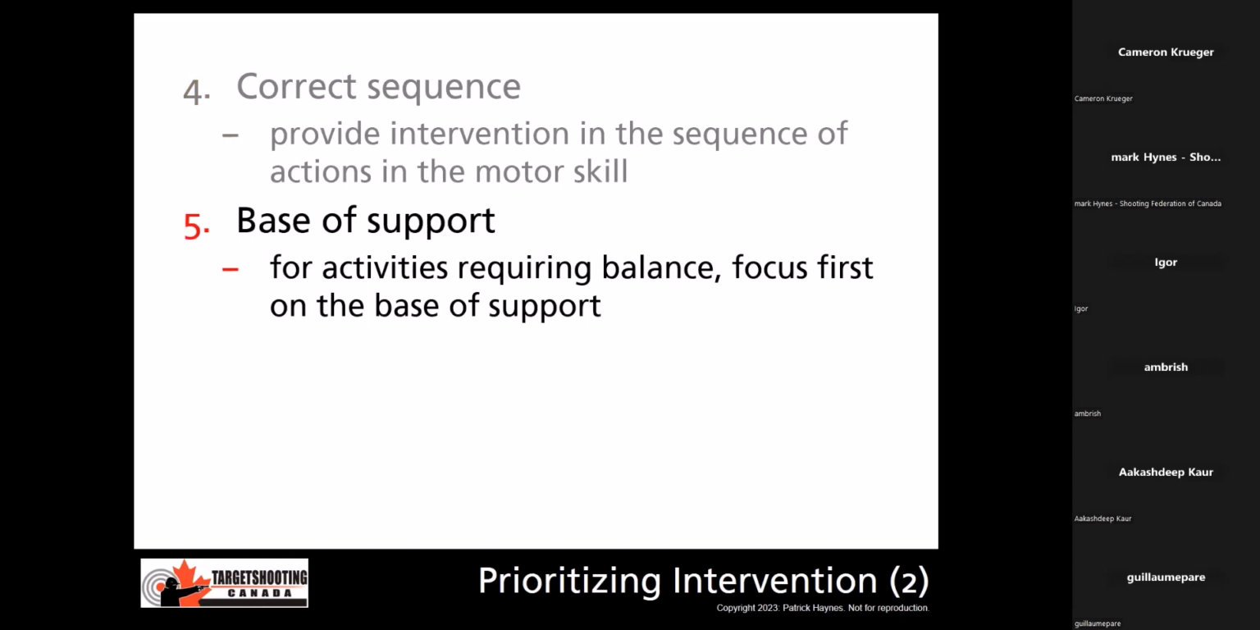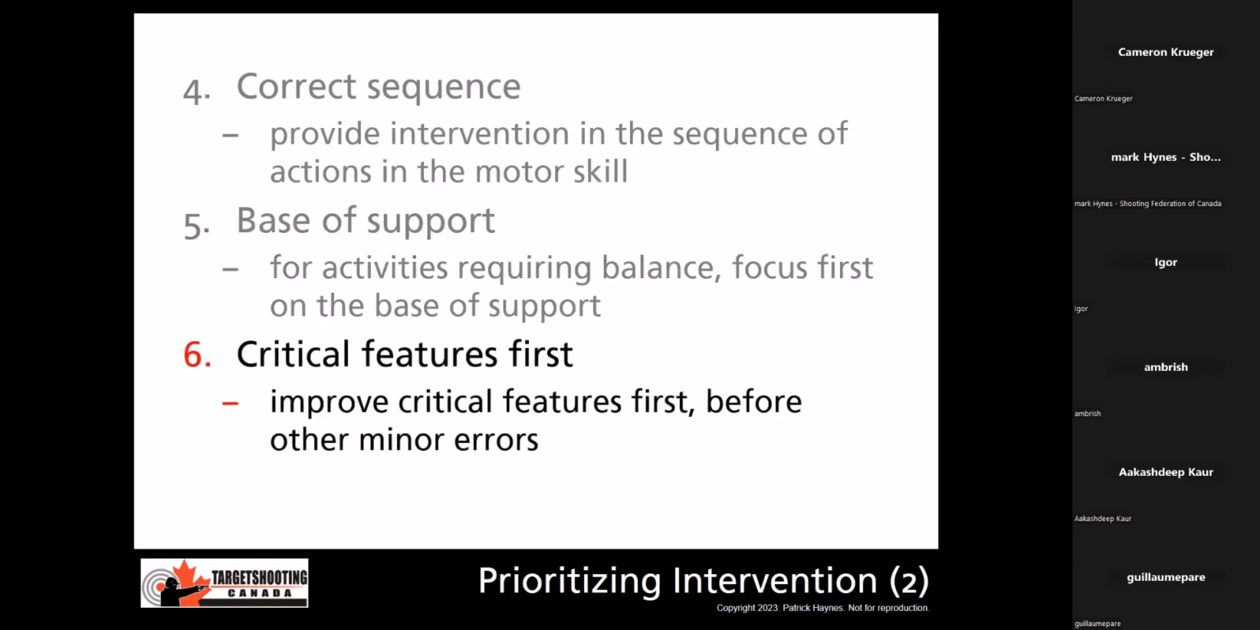For activities requiring balance, which is shooting, focus first on base of support. So make sure that you've got a good, solid stance. Build from there. Natural point of aim. And improve critical features first. Like, you know, if your triggering is just bad, always work on your triggering. You know, I could almost say, when in doubt, work on your trigger, because that is really the critical factor.